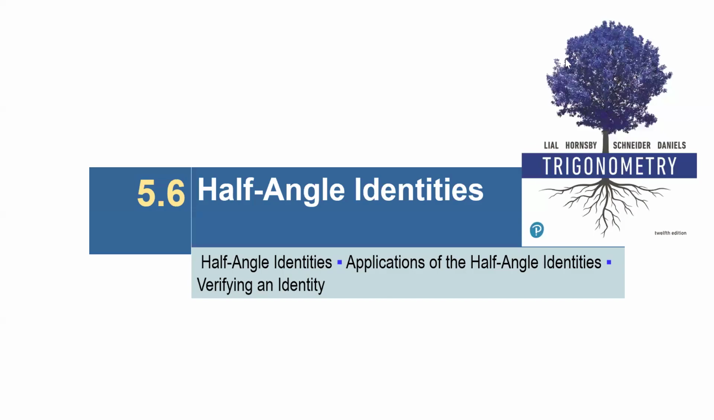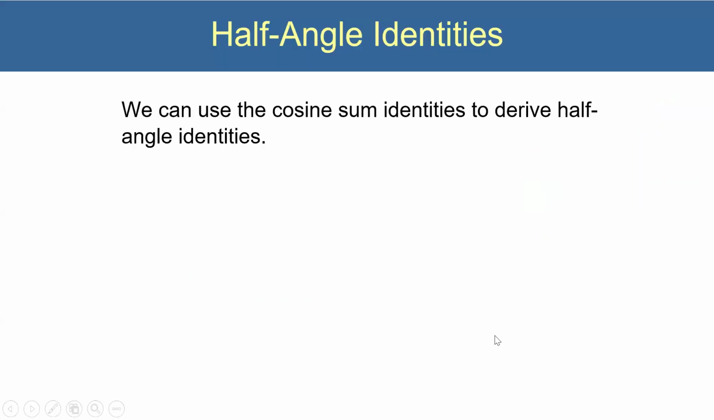Right, guys, we're on 5.6, half angle identities. We're going to briefly go through where they come from. You would use the cosine sum identities to derive the half angle identities.